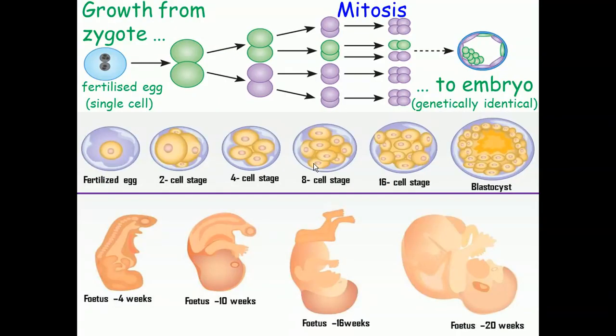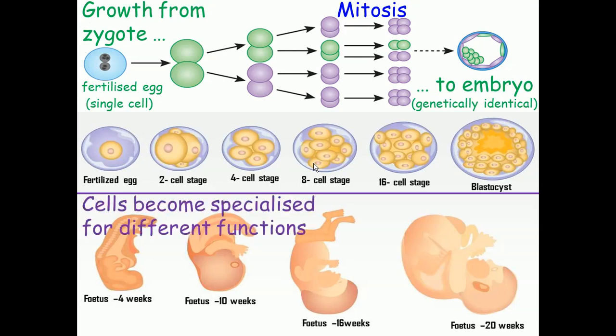Now, as a zygote, a fertilized egg develops into an embryo, there is the addition of cells by mitosis, and this means that you are producing cells that are genetically identical. As the embryo develops into a fetus, these cells become more specialized, so they can have different functions. For instance, they become blood cells, liver cells, muscle cells, or various other types of cells.